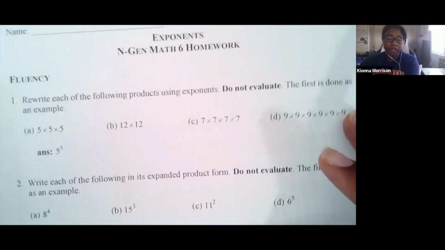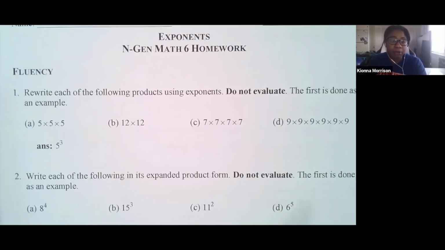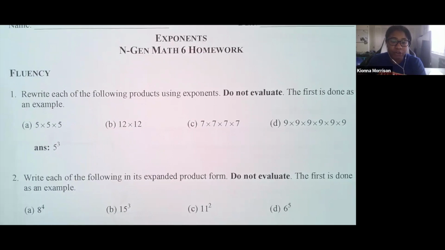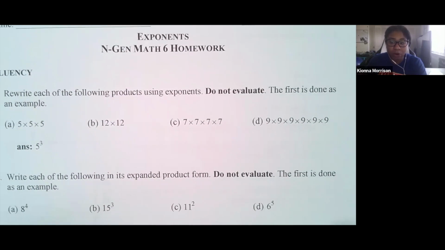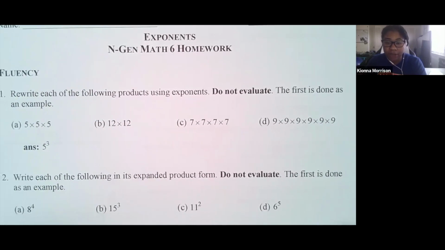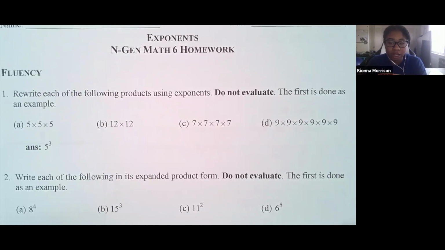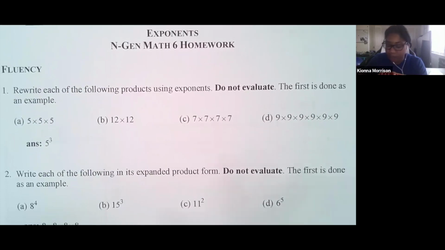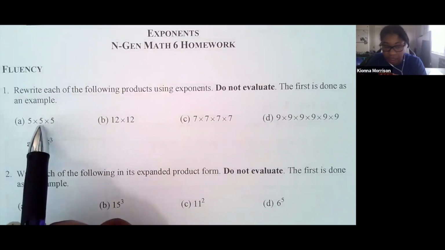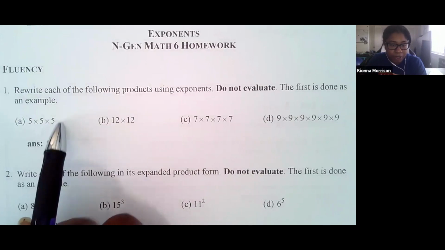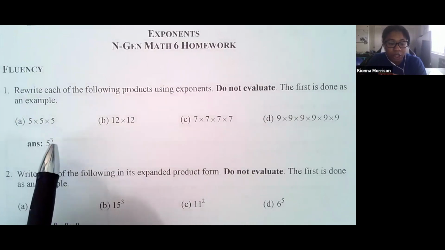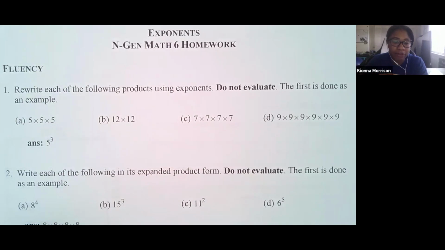All right. For our first set of practice problems, it says rewrite each of the following products using exponents. Do not evaluate. The first one is done as an example. So when I look here, I see 5 times 5 times 5, and they wrote it as 5 to the third power, or 5 cubed.